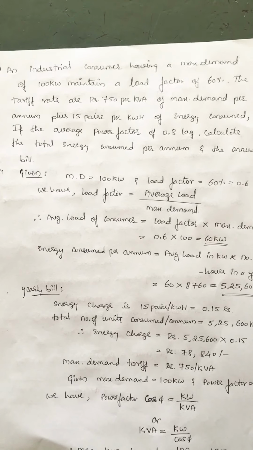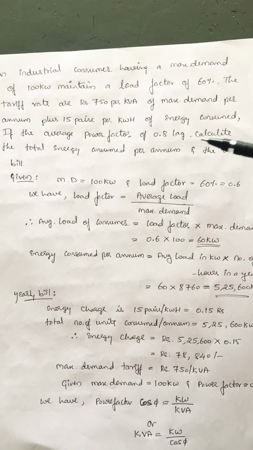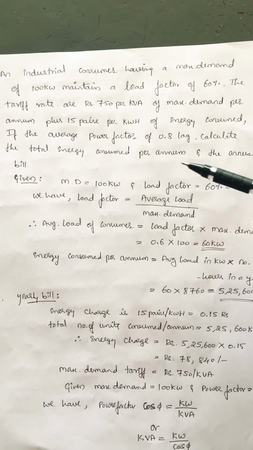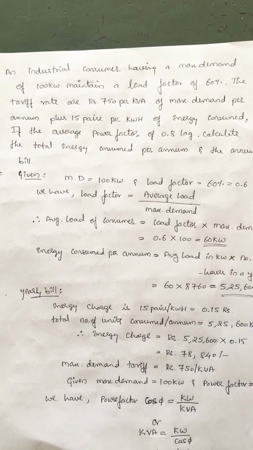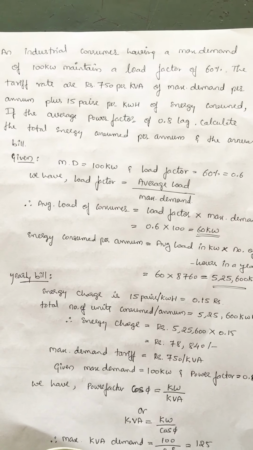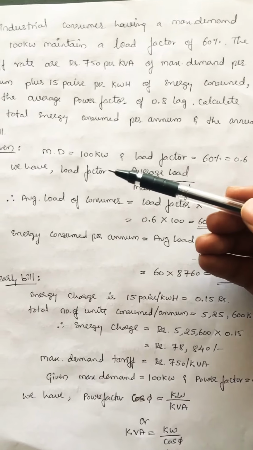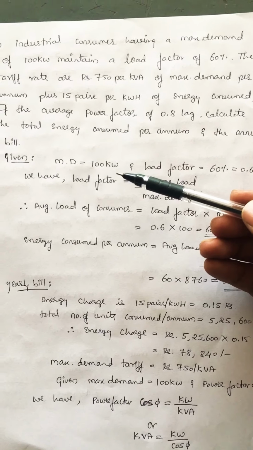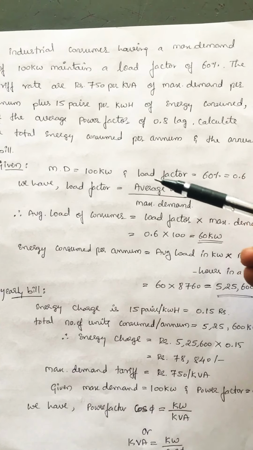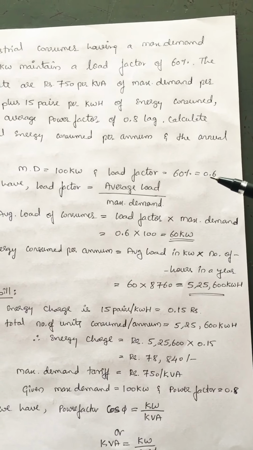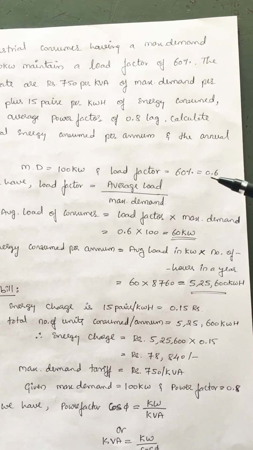Here, from the given data, we have to calculate the total energy consumed per annum and the annual bill. From the question, the given data is like this. The maximum demand is 100 kilowatt and the load factor given is 60%. This we can rewrite as 0.6.